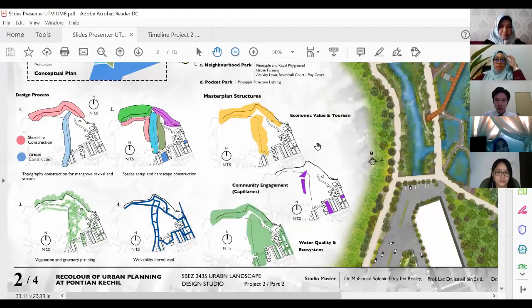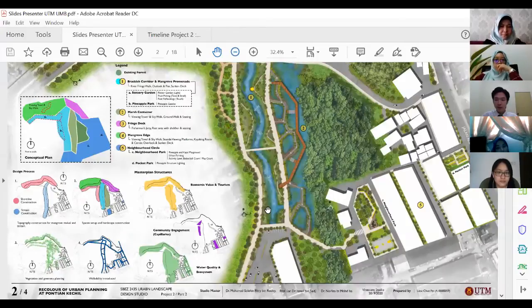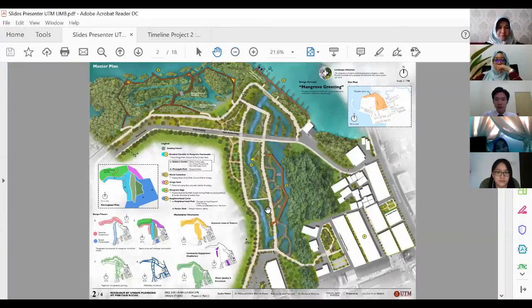This represents the spaces providing benefits in terms of economic value and tourism, community engagement, and green and blue quality. So I will start the talk on the master plan.